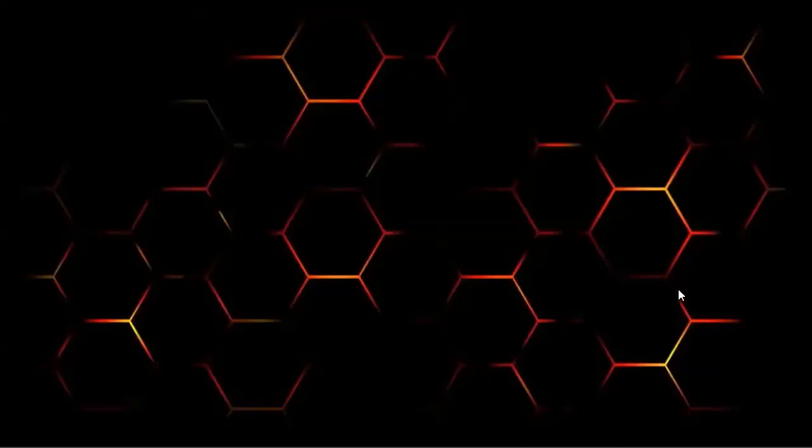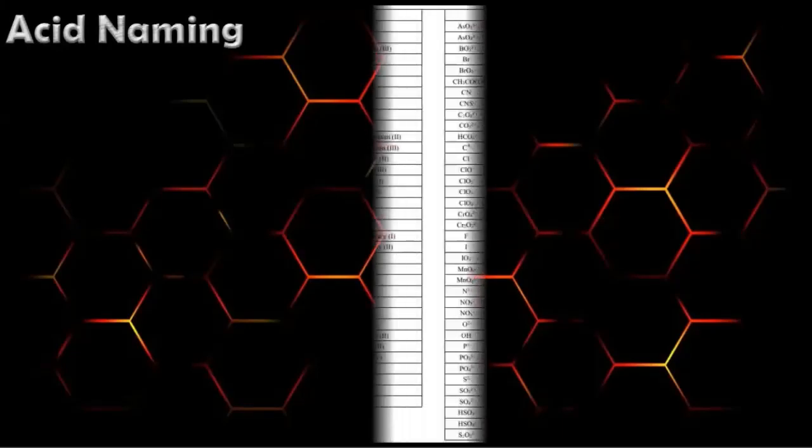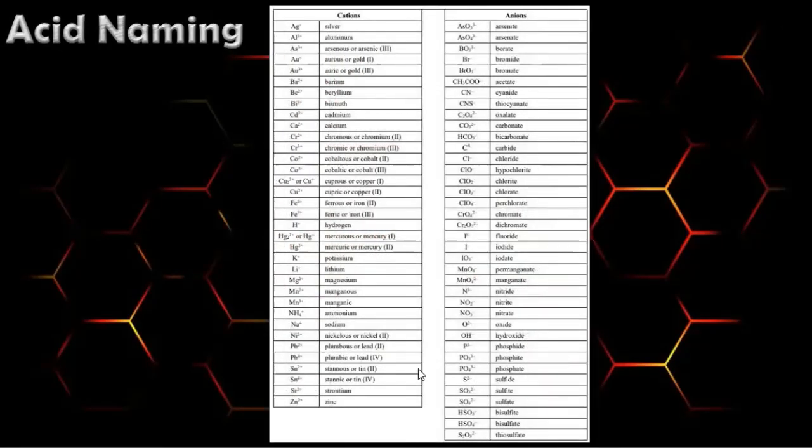Well, good day everyone. Today's video is all about acid naming. Acid naming is the combination of hydrogen plus any of these anions. Remember in our previous lesson, an acid compound consists of hydrogen, and hydrogen comes first in the chemical formula or in the chemical name. So this time, let's familiarize ourselves with the suffixes used in our anions.